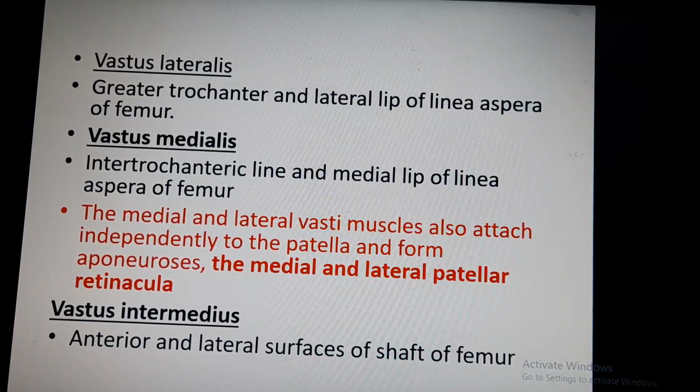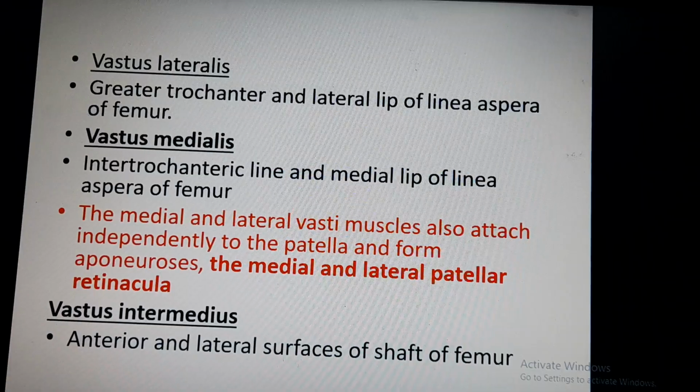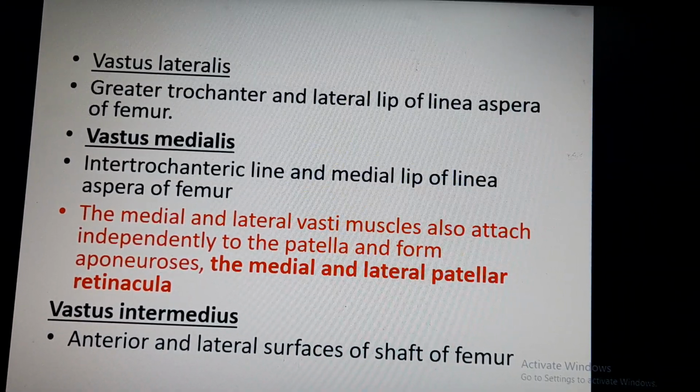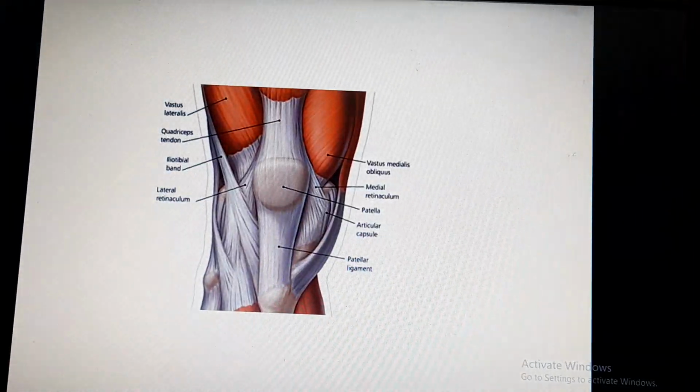Next our muscle is vastus intermedius. Vastus intermedius gives origin from the anterior and lateral surface of the shaft of femur, and it inserts into the patella. Actions are again the same. So these are the muscles of the anterior compartment of thigh.